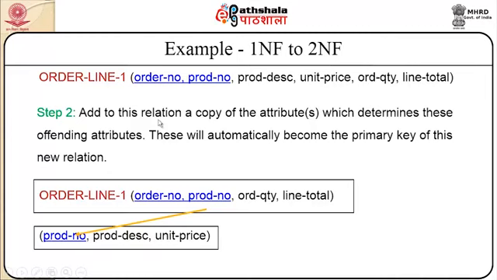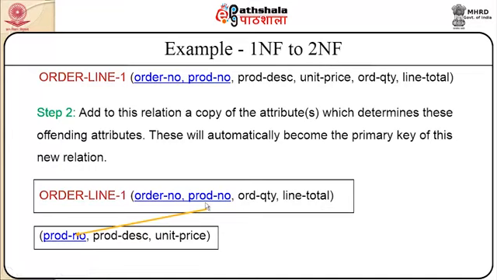As step 2, we add to this relation a copy of the attributes which determine these offending attributes. These will automatically become the primary key of the new relation. So, I am taking product number from the original relation, and now product number, product description and unit price become a separate relation where product description is fully functionally dependent on product number, unit price is functionally dependent on product number, order quantity is fully functionally dependent on order number and product number, and line total is fully functionally dependent on order number and product number.